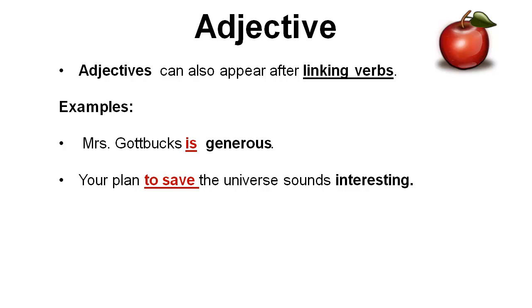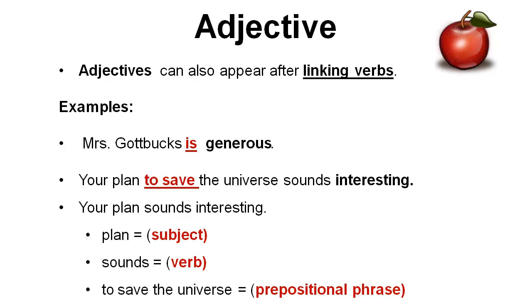Here's another example. Your plan to save the universe sounds interesting. In this example, interesting is the adjective, and you can see that it appears last in the sentence. Now let's take a look at this sentence more closely. Let's break it down. Notice I've also underlined to save. To save is an infinitive that can actually be removed from the sentence. The core sentence is, your plan sounds interesting. The other words are there to give more detail, right? And to give an additional understanding.